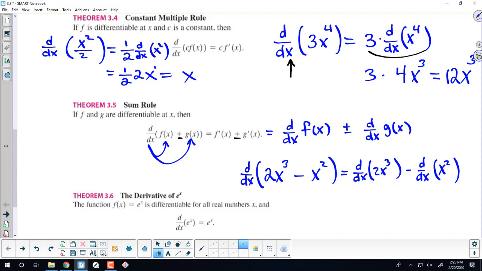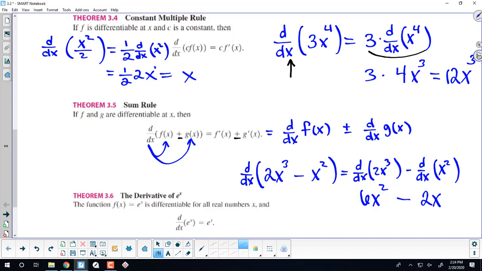What's the derivative of 2x cubed? 6x squared. 6x squared, do y'all agree? The 3 comes out front to multiply the 2. 3 times 2 gives us 6, and then we take 1 away from the power, x to the second. So minus the derivative of x squared is 2x. So that's the derivative of 2x cubed minus x squared.